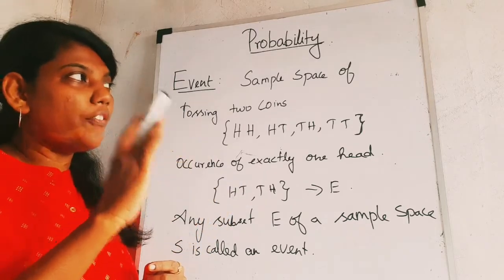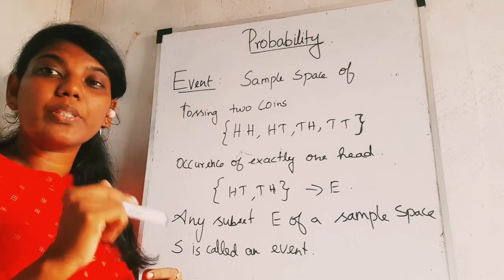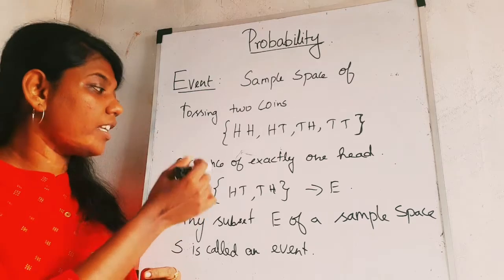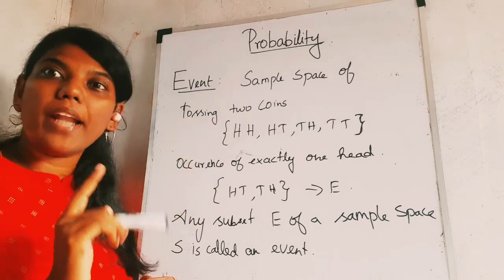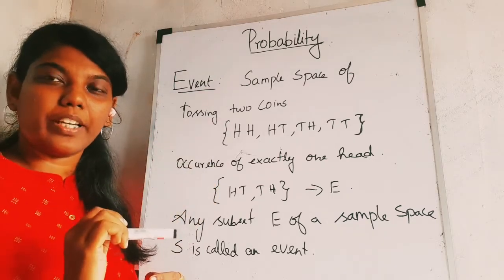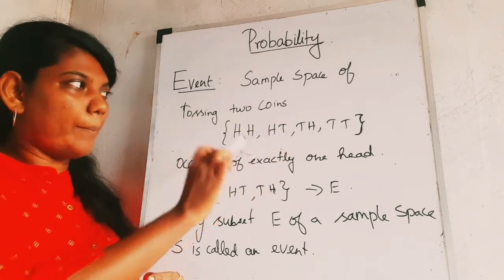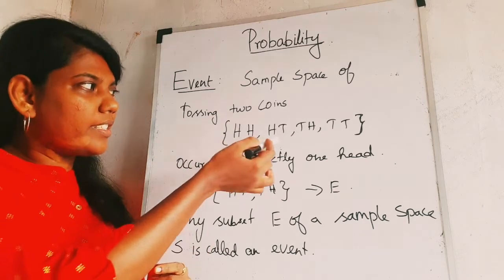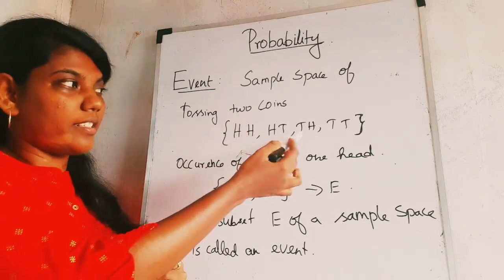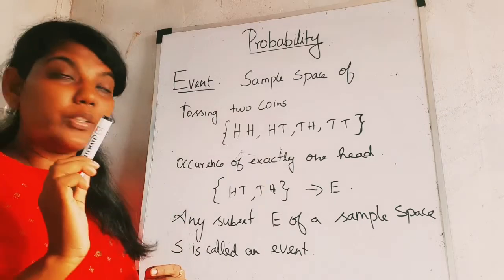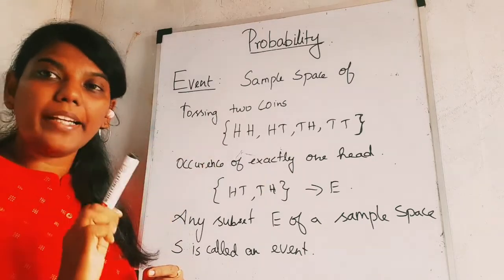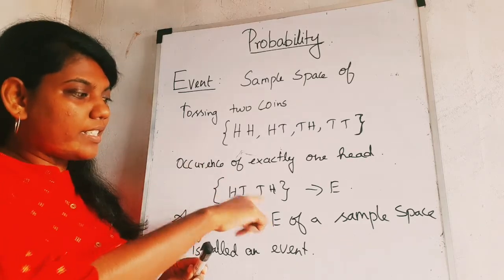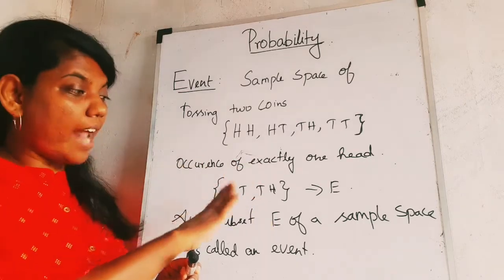From this, if I am going to select some particular thing alone, what I am going to choose here is the occurrence of exactly one head, only one head. In this sample space, how many outcomes are like that? You have HT and TH. These two are the only outcomes which have exactly one head, meaning only one head should be there. This is the answer we get.